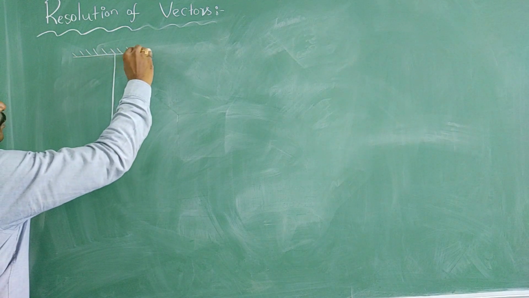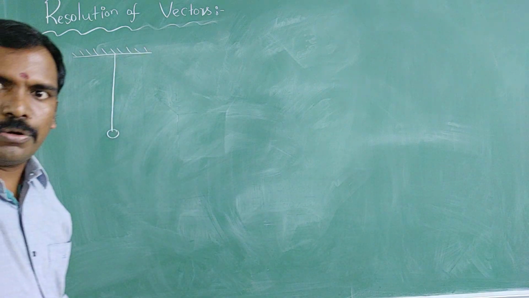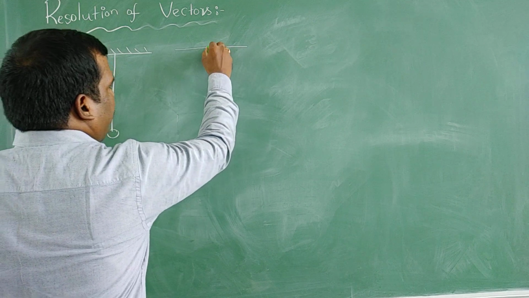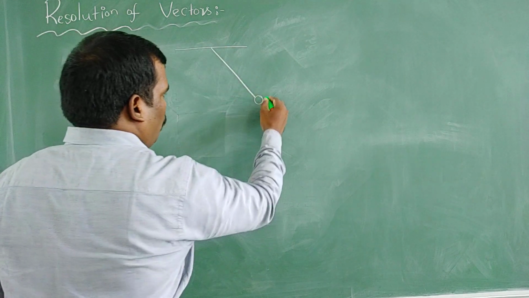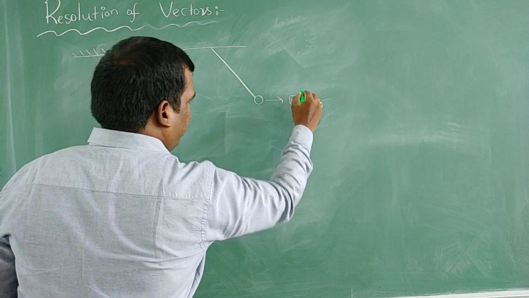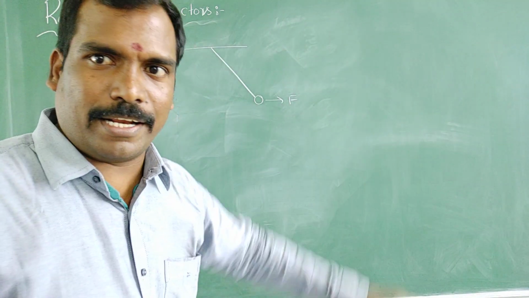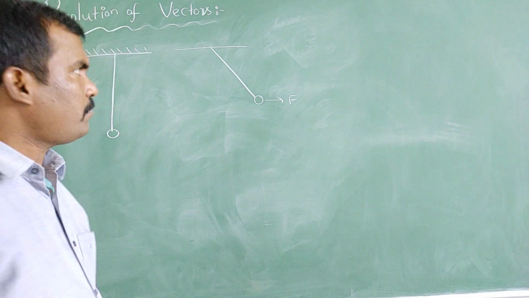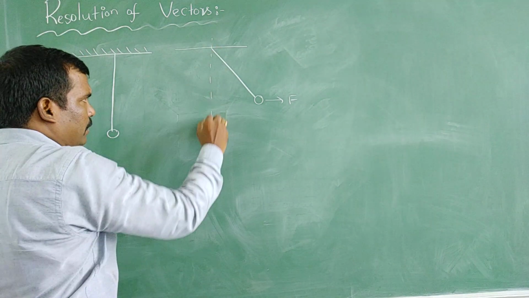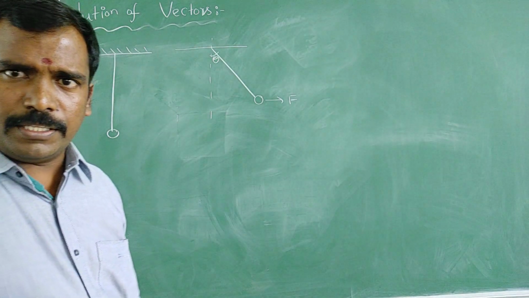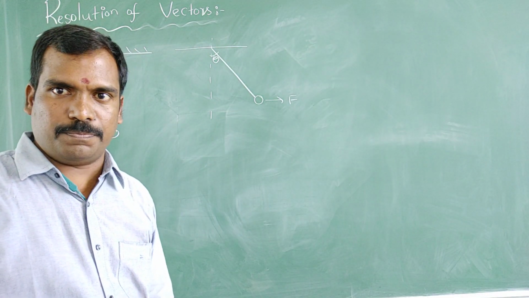In this way, a simple pendulum is hanging. Now, if I apply some force, it goes to this side, this much height. What I applied is an F force here. I applied F force here, and it went in this direction. Now, this is making some angle theta with the vertical.